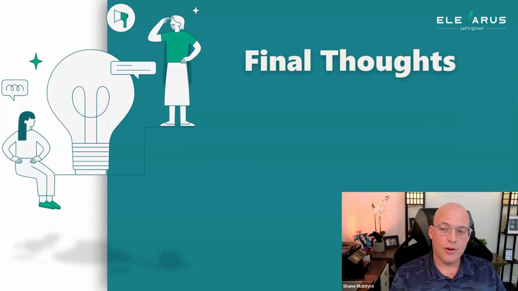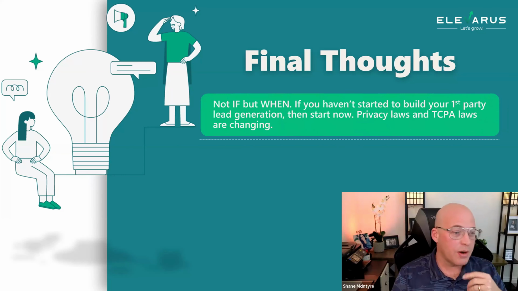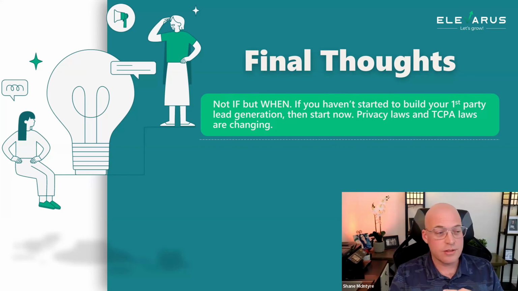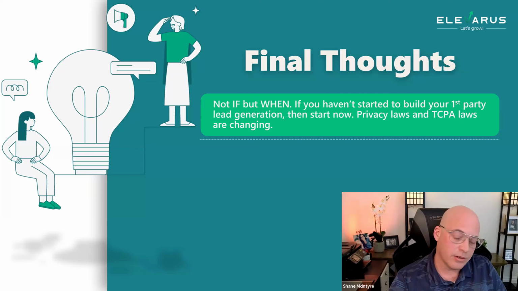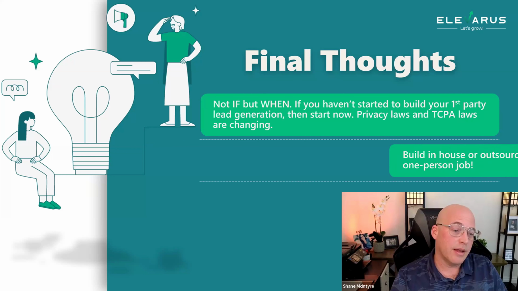All right. So final thoughts, and then we'll open it up for a few questions. We have a few minutes left. It's not if but when. If you haven't started to build your own first party lead generation, start now. Don't wait till 2 months before the deadline. I don't care if you use us, if you go on Upwork, if you hire a team, whatever you do, start now, because realistically, it's going to take you time to build it and optimize it. You don't want to be scrambling 2 months before these laws change to start getting these things in place.